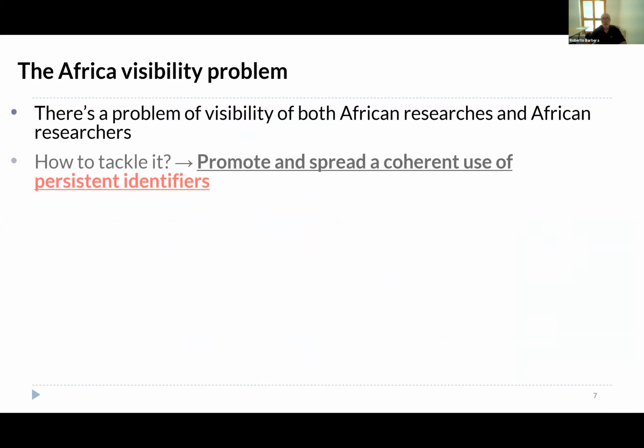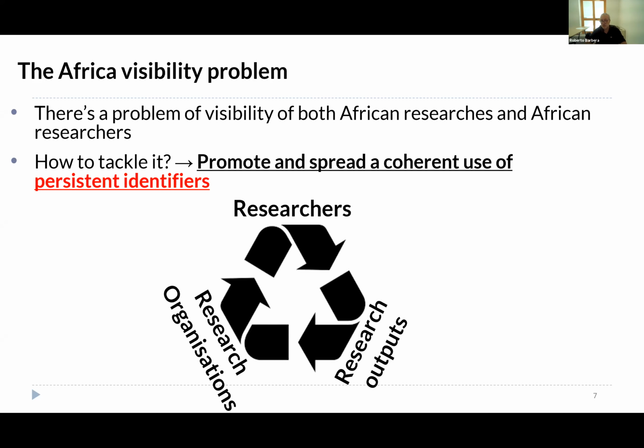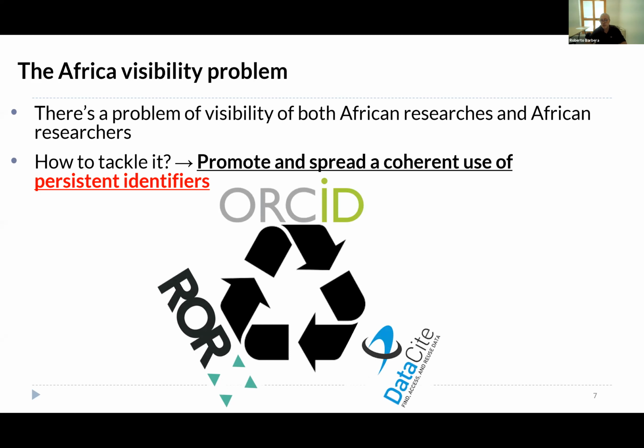And in our experience, one possibility to tackle this problem is to promote and spread a coherent use of persistent identifiers. When I talk about persistent identifiers, I mean persistent identifiers for researchers, for research outputs, and for research organizations. And in these three contexts, of course, what's emerging is ORCID for persistent identifiers for researchers, DataCite for research outputs, and ROR for research organizations. And in this presentation, I will concentrate mainly on these two providers of persistent identifiers.